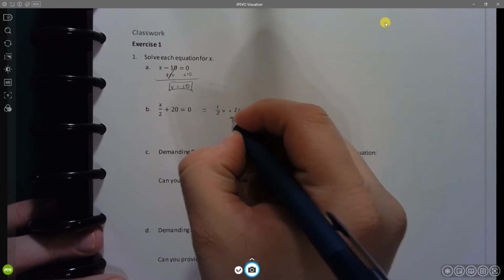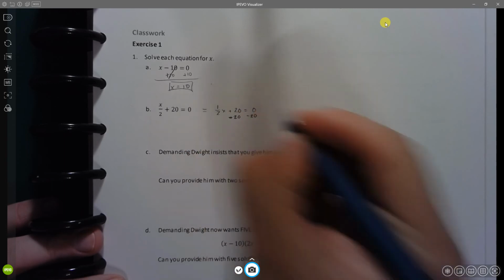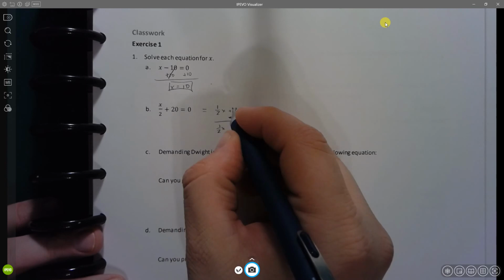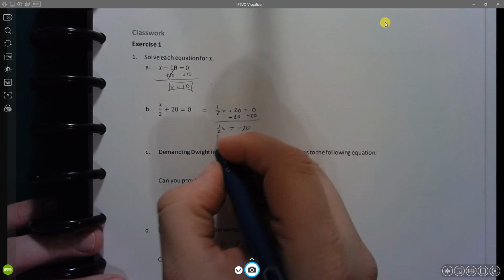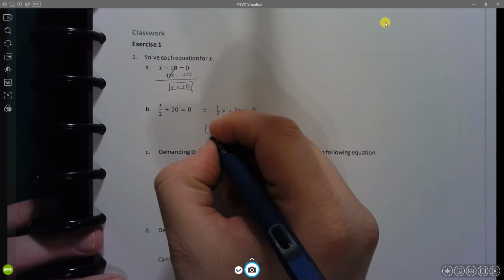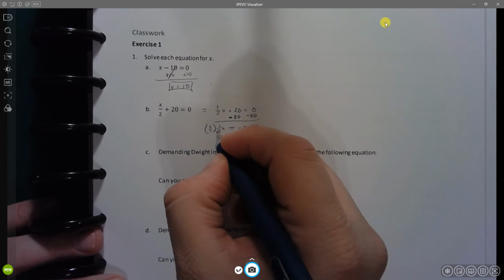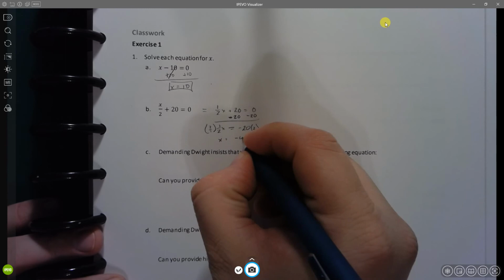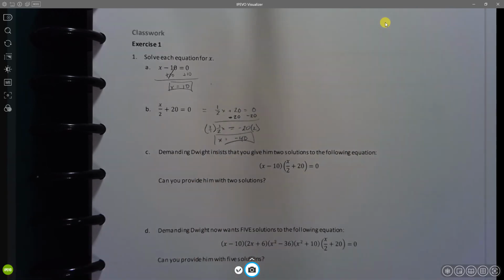So we subtract 20 from both sides. We get left with 1/2 of x. 20 minus 20 is 0, so that equals 0 minus 20, which is negative 20. We multiply by the reciprocal of 1/2, which is 2 over 1. So multiply by 2. 2 over 1 times 1/2 gives me 1, leaves me x equals negative 20 times 2, which is negative 40. That is my solution. Now, I went through all that for the easy ones, okay?